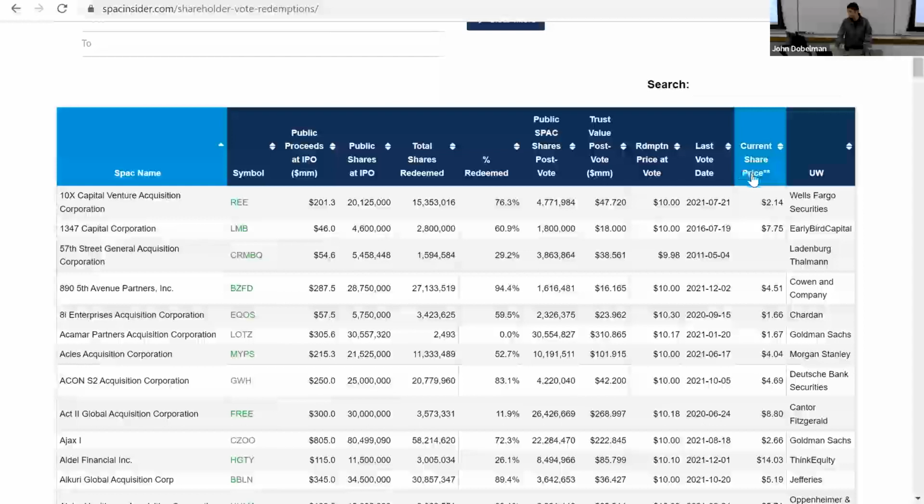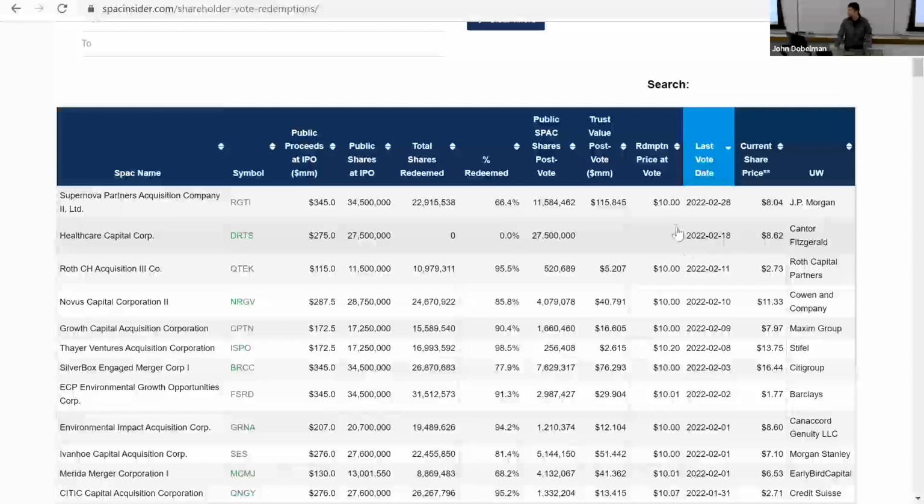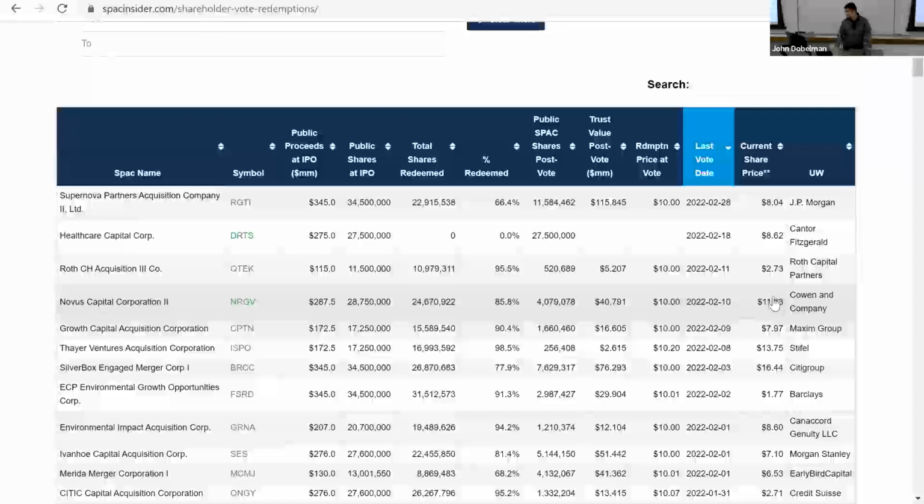Now you can see it. This deal had a vote just last month, and the share price crashed down to $2.73 within a month from $10. But there are some deals like this one, trading above the trust value, and that's the odd one.